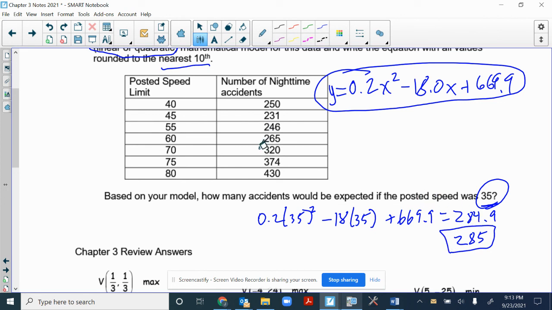If you think about our data, at 40 it was higher than at 45. So if you kept that pattern, at 35 you would expect it to be a little bit higher. So 285 is our answer there.